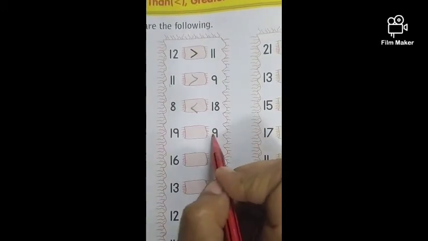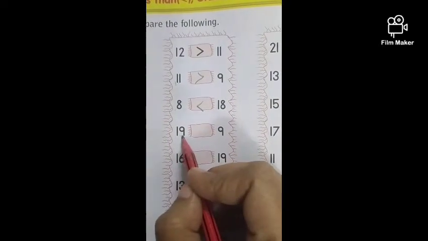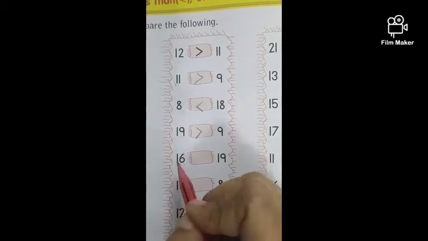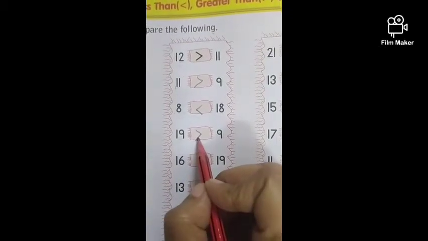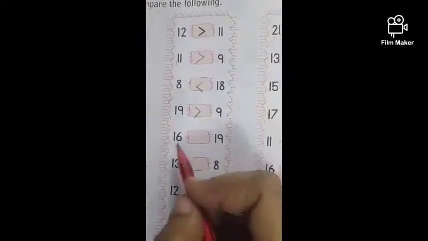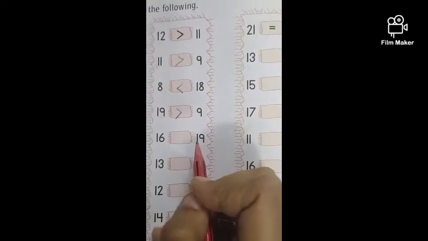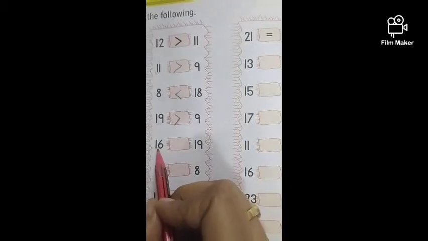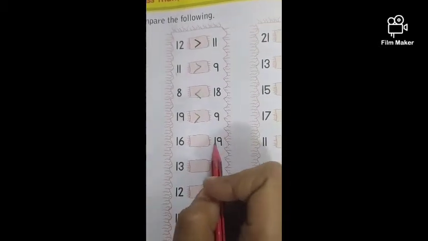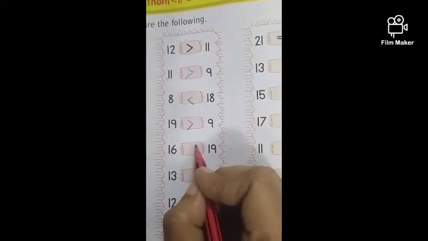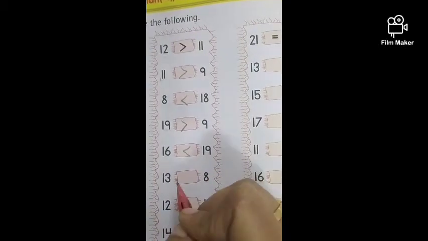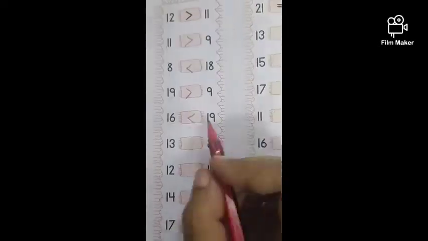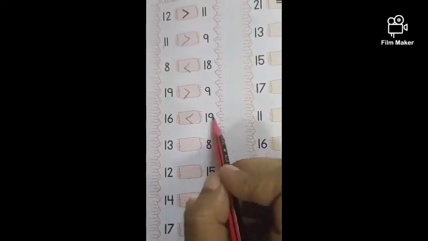19 and 9. Which is greater number? Yes, 19, 11th series number. So greater than. 19 is greater than 9. 9 is very small. Now 16 and 19. Both are 11th series numbers, but 16 comes first. So this is small and this is big number. So which sign will come? Lesser than. 16 is lesser than 19. You check like this. Open mouth always faces the bigger number.